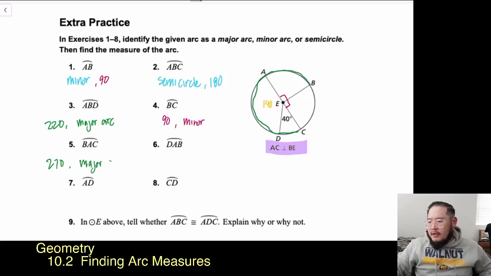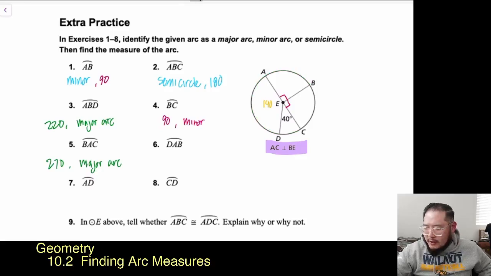Next up, angle DAB right here. Let me erase what we have right there and take a look. From D, now we're going counterclockwise again, A to B. Or sorry, we're going clockwise. DAB, we got 140 plus 90. Okay, so that right there adds up to 230. And we've got major arc.